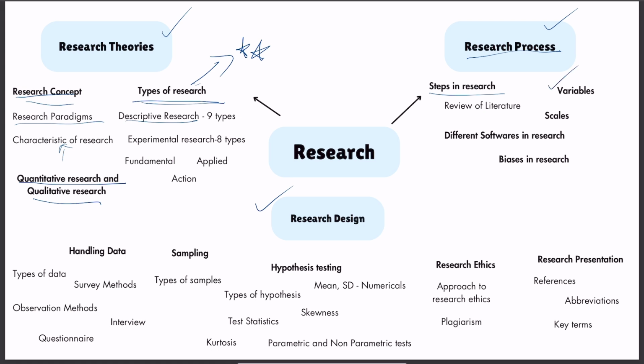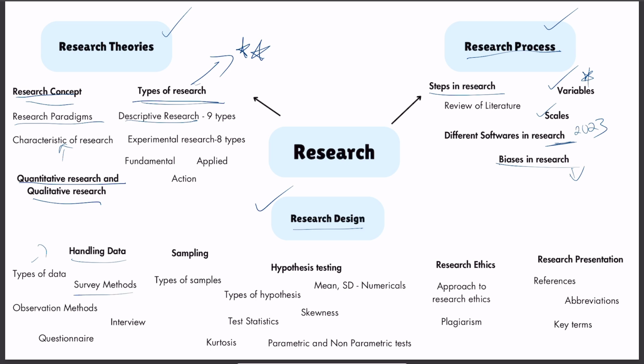We have the different types of variables. Another important topic, the different types of scales. Few questions here and there pop up from here. Different softwares in research, which is a very common topic that I have been seeing in the last couple of years, especially in the 2023 batch. And we have biases in research, which is an important topic, and few questions once in a while pop up from here. All right. In research design, we have handling data, the different types of data, quantitative, qualitative.